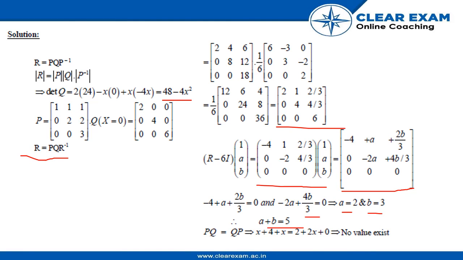Now PQ equals QP, which implies x plus 4 plus x equals 2 plus 2x plus 0, which implies no value exists.